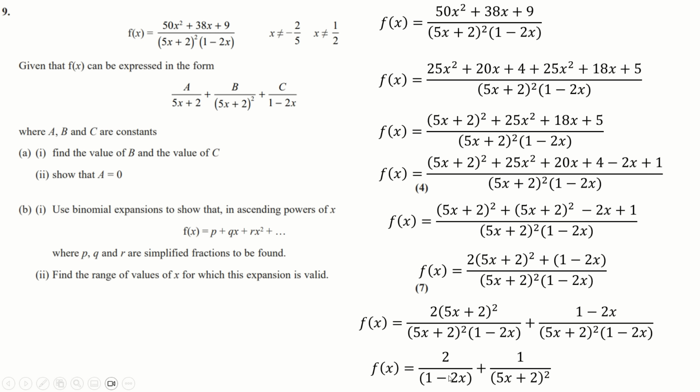B is going to be 1, and C is going to be 2. And we could also write this like this, and then we show that A is 0. Because of course we don't need any of it, so A is 0, and we're done.